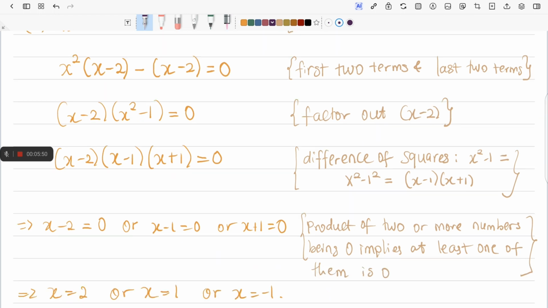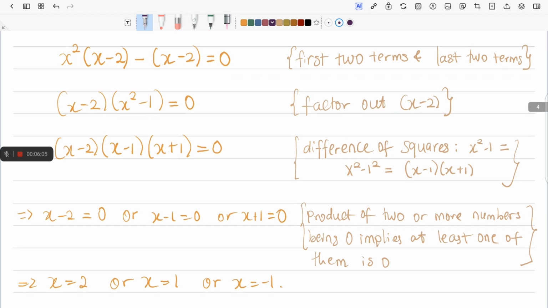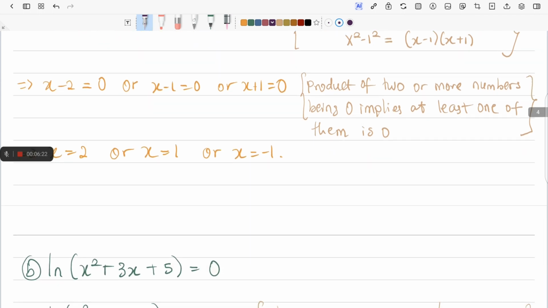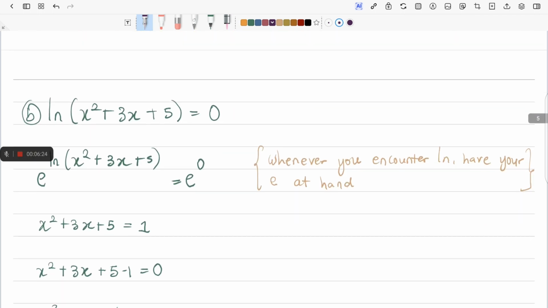We again factor x squared minus 1 using the difference of squares. So x squared minus 1 can be written as x minus 1 times x plus 1. So now we have x minus 2 times x minus 1 times x plus 1 is equal to 0. And if the product of two or more numbers is equal to 0, then at least one of them has to be 0. So our solutions to this equation are x equals 2, x equals 1, or x equals minus 1. And we move on to the next equation.